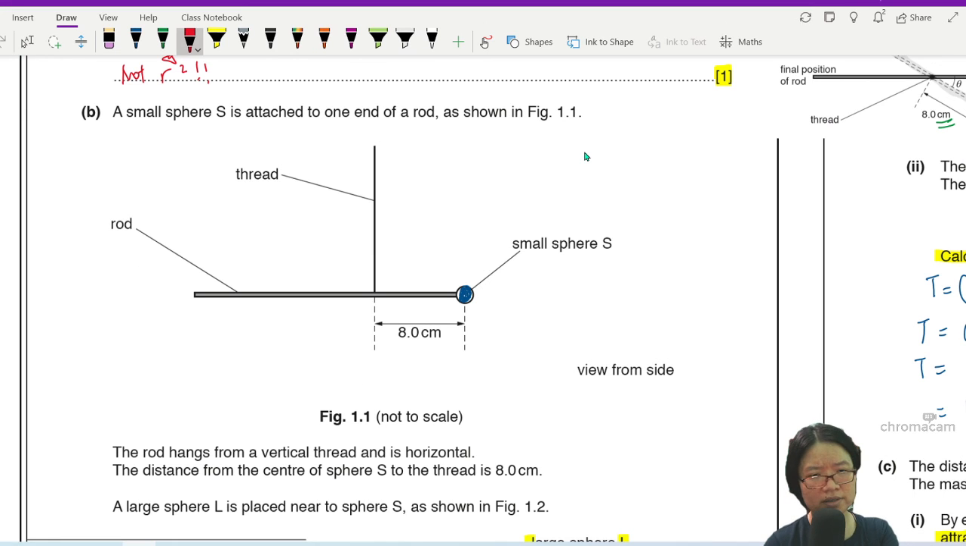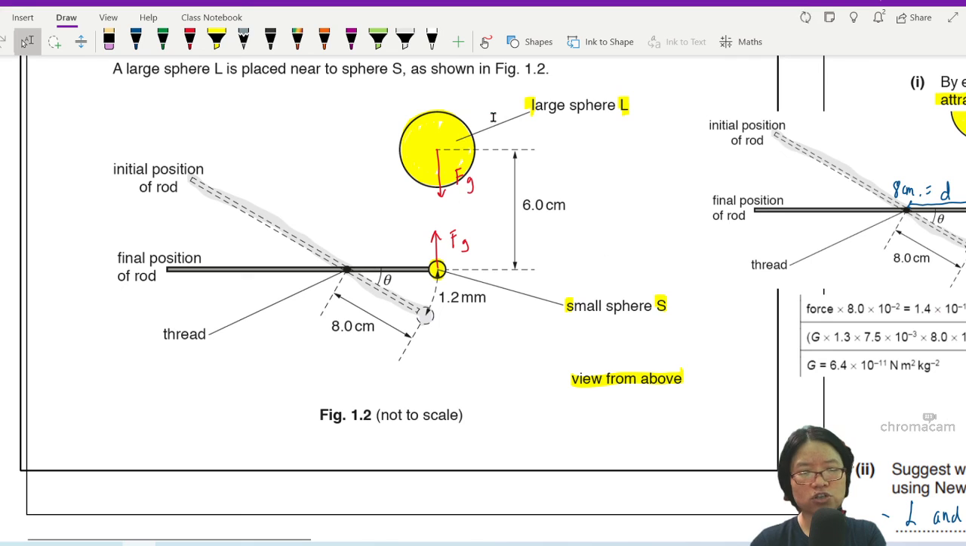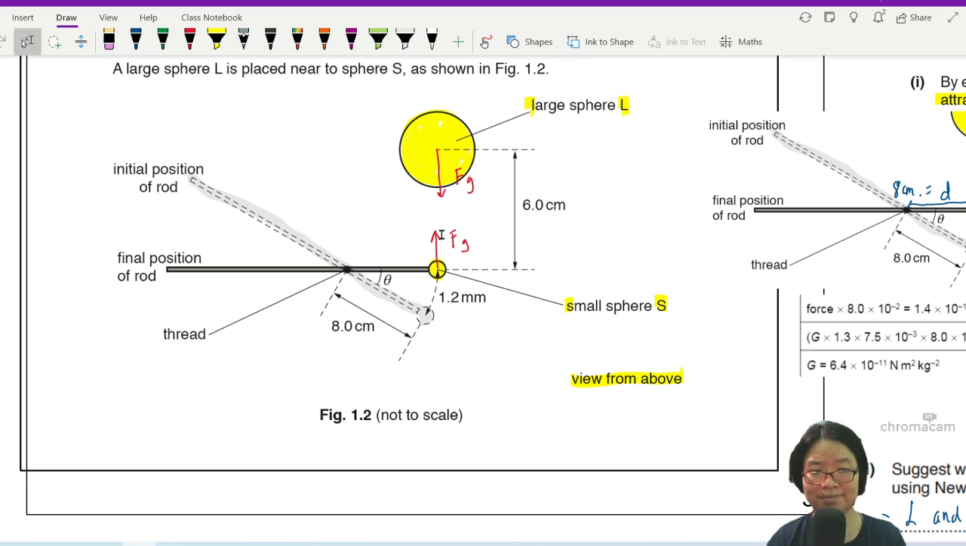Any form of weight will act in this way. Mg will be here, Mg will be here. So when you look from the top, Mg is not able to exert any torque at all, because we are looking at the horizontal oscillation, not the vertical tilting. It's as if we are assuming that the gravity is 90 degrees to this. The gravitational force of Earth is 90 degrees to the gravitational force of L and S.